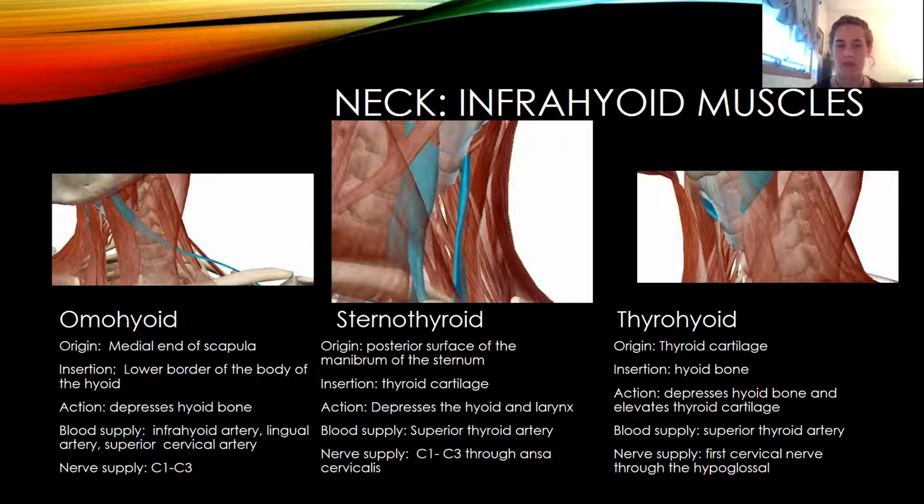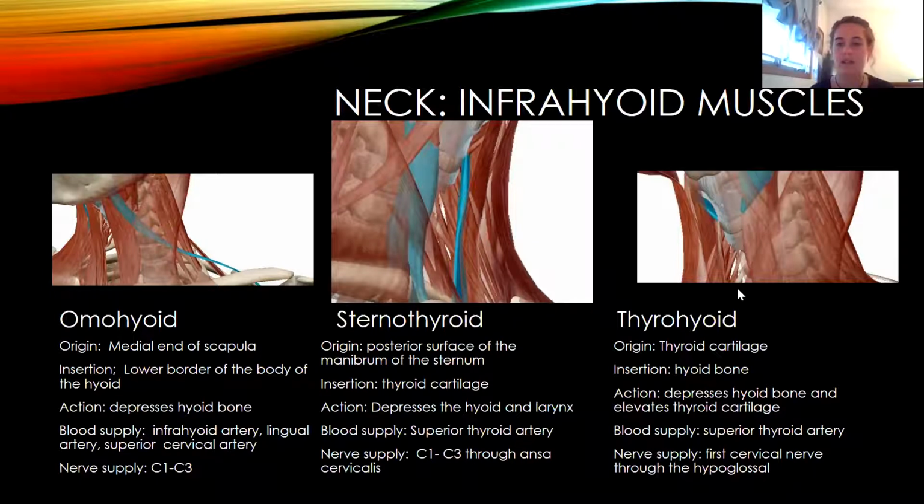And then there's the sternothyroid, and the origin is the posterior surface of the manubrium, so on top of the sternum here. And then the insertion is the thyroid cartilage. The action is that it depresses the hyoid and larynx, and the blood supply is the superior thyroid artery, and the nerve supply is the same as the omohyoid, going through cervical 1 through cervical 3 and the ansa cervicalis.